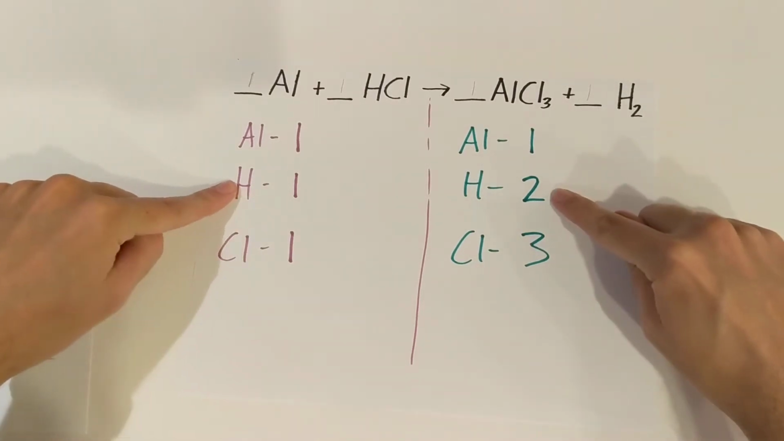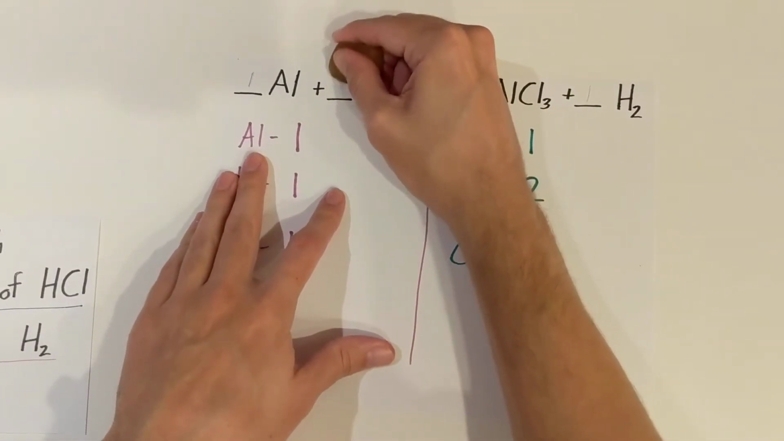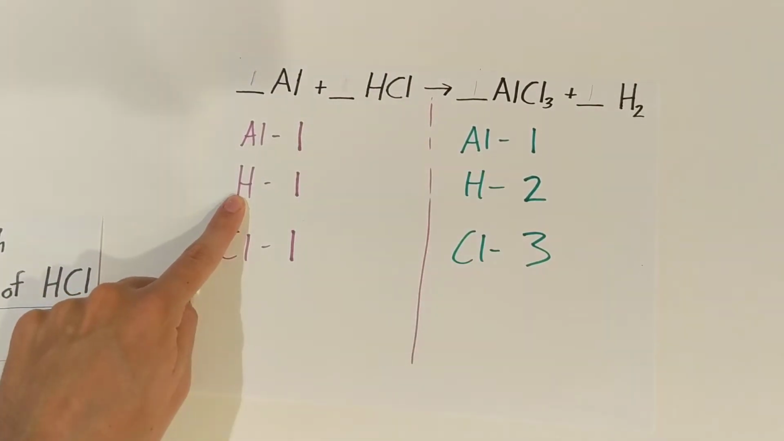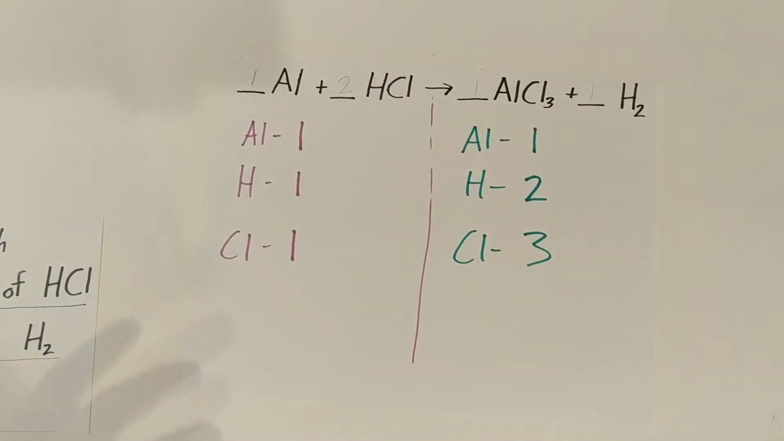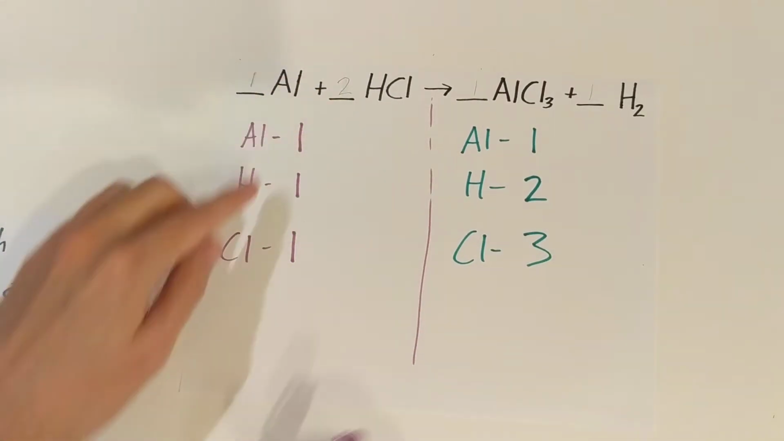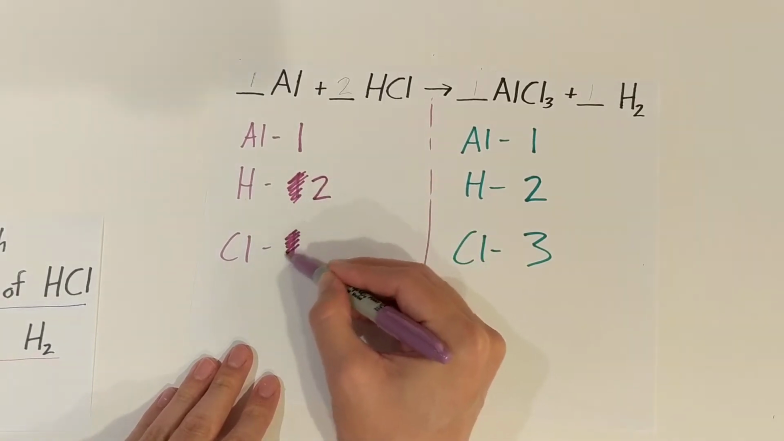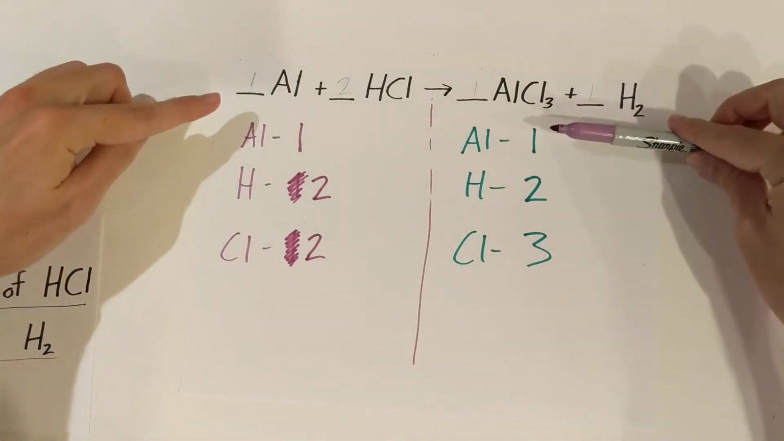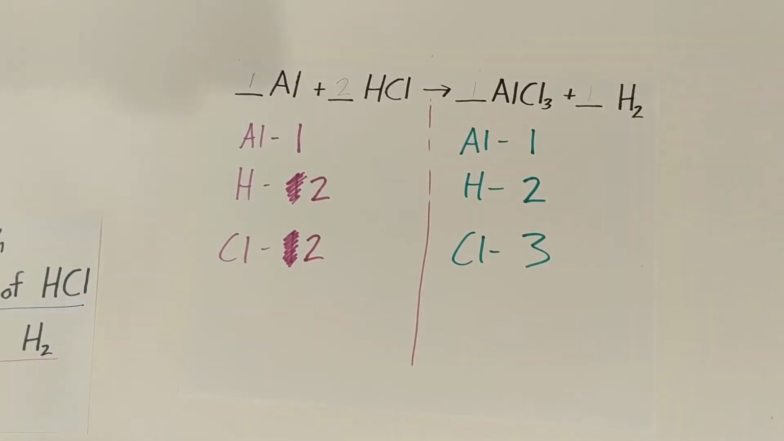Hydrogen's not balanced, so I could change that right up there to a 2. I always take a look at which one's less. This side's less, so I would just increase this number. I could put any number larger, but I'm just going to go up by 1 because you'll always catch it if you go up by 1. If I put a 2 there, that changes my hydrogen to a 2, and it changes my chlorine to a 2 as well. So that's great. My aluminum's balanced, my hydrogen's balanced, but now my chlorine is not balanced.